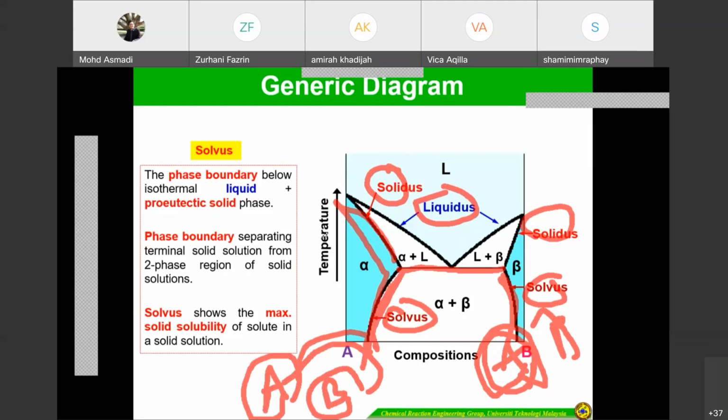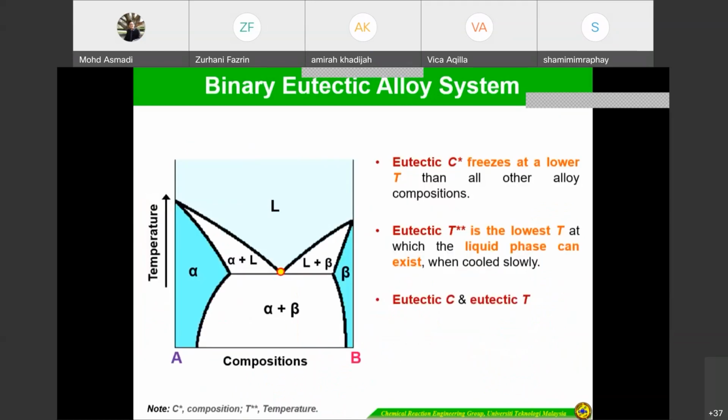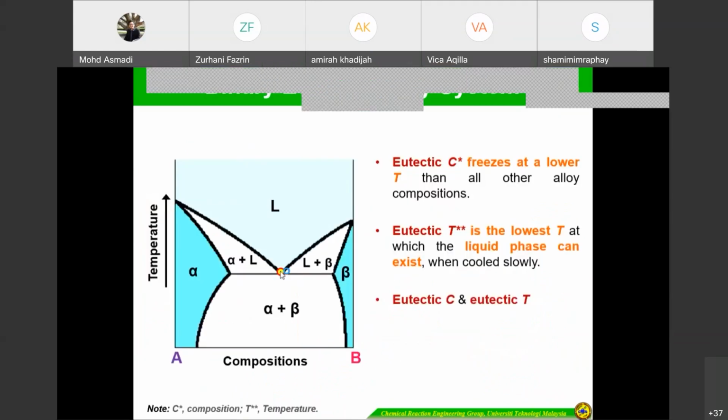And then we have eutectic compositions. We call it a eutectic point. If you look here, this is a eutectic point. At this point, the eutectic composition freezes at a lower temperature than all other alloy compositions.